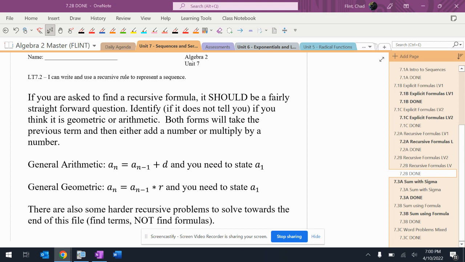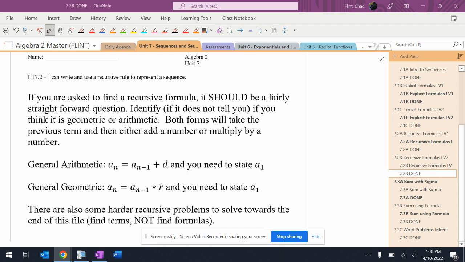So if you're asked to find a recursive formula, so it gives you some of the terms of the sequence and says, hey, what's the recursive formula? Should be fairly straightforward. It shouldn't have any real complex stuff going on. It should just be multiplying or adding something or possibly subtracting something or maybe even dividing, but not anything where there's like two or three things going on all at once.